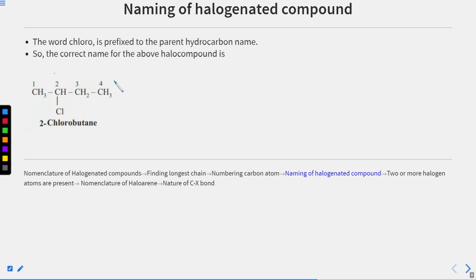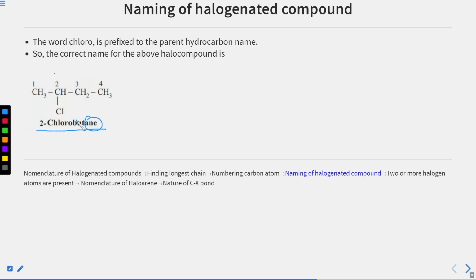So chlorine is at number 2. Therefore, we will name it as 2 hyphen. Keep these minute things in your mind. We are having a hyphen here, so it is very important to put a hyphen. Then 2-chlorobutane. 4 carbons are there, so butane. No double bond, no triple bond, only single bonds, therefore ane. So at position 2 we have chlorine and 4 carbons, therefore we have 2-chlorobutane. Is this clear to you? In this way you have to name your halogenated compound.